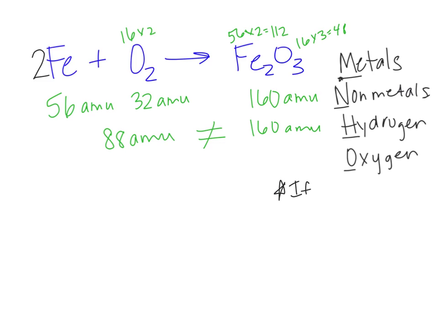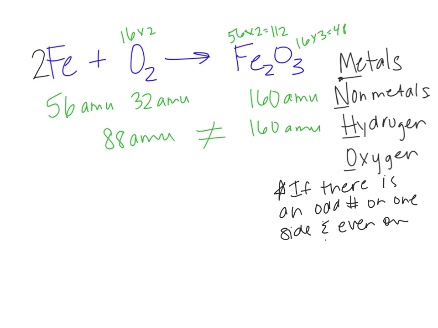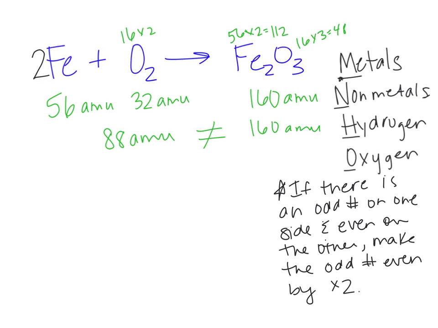If there is an odd number on one side and even on the other, make the odd number even by multiplying by 2.